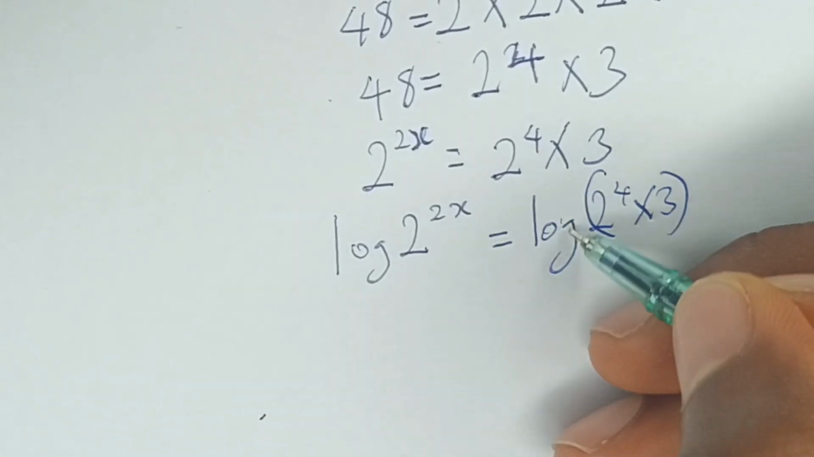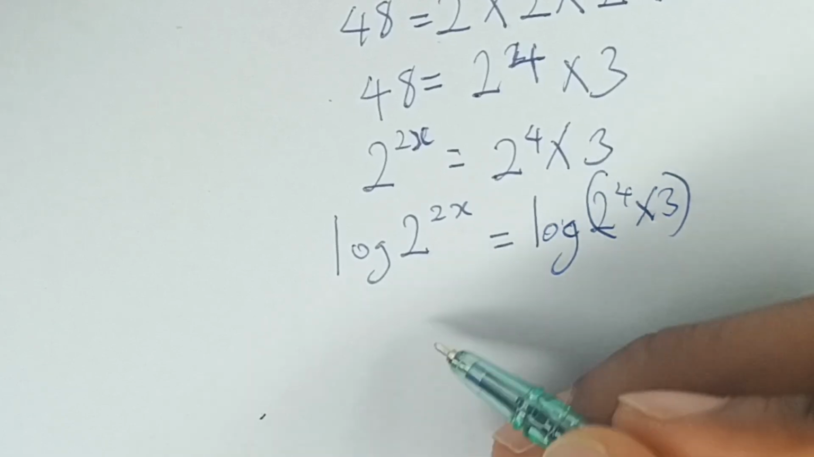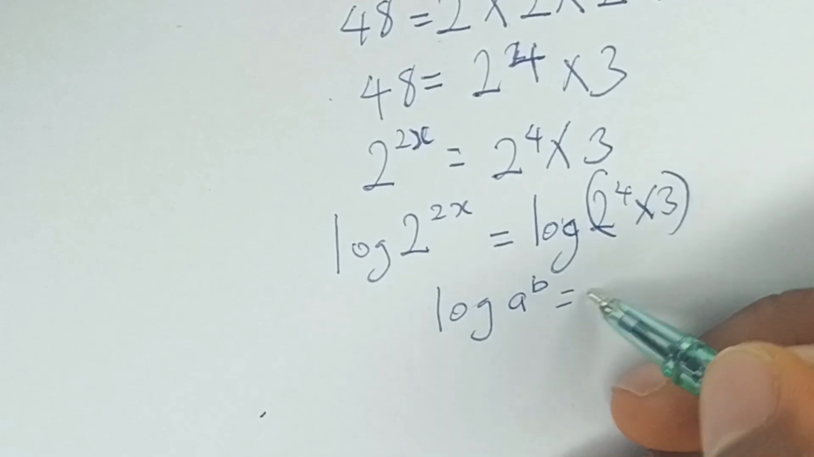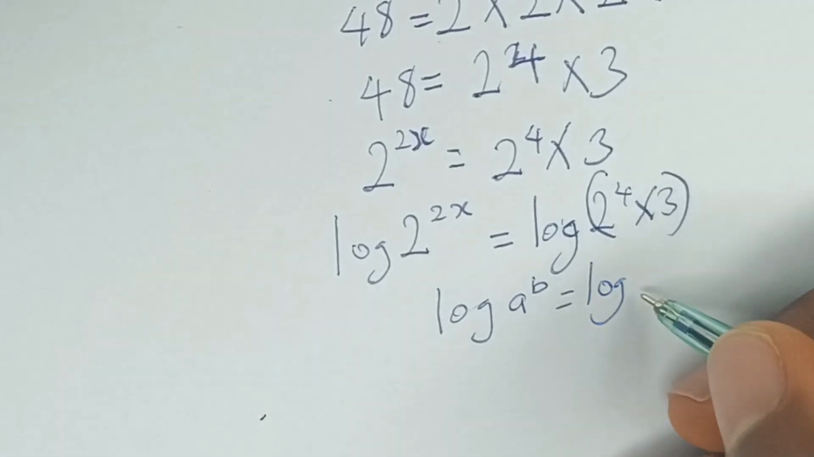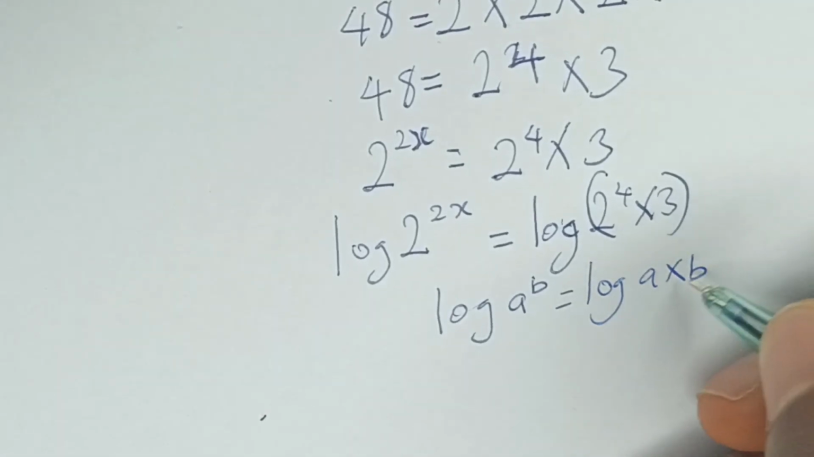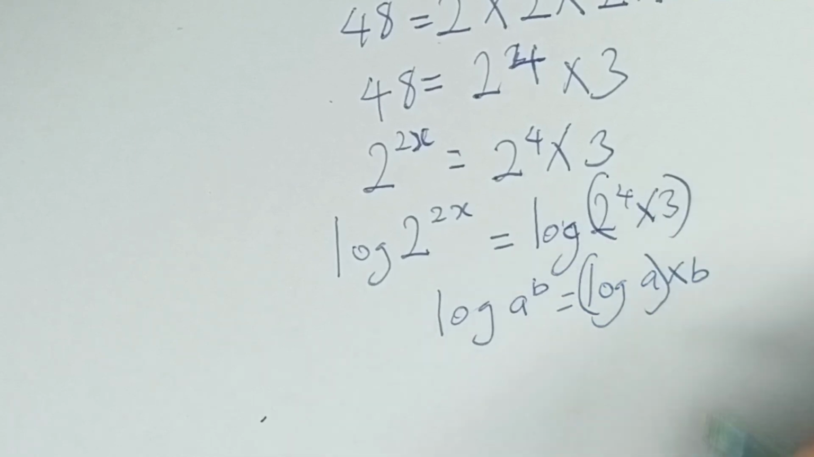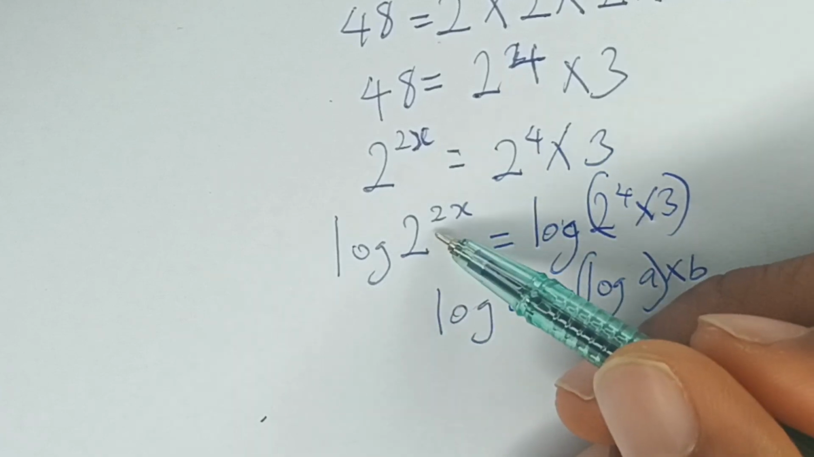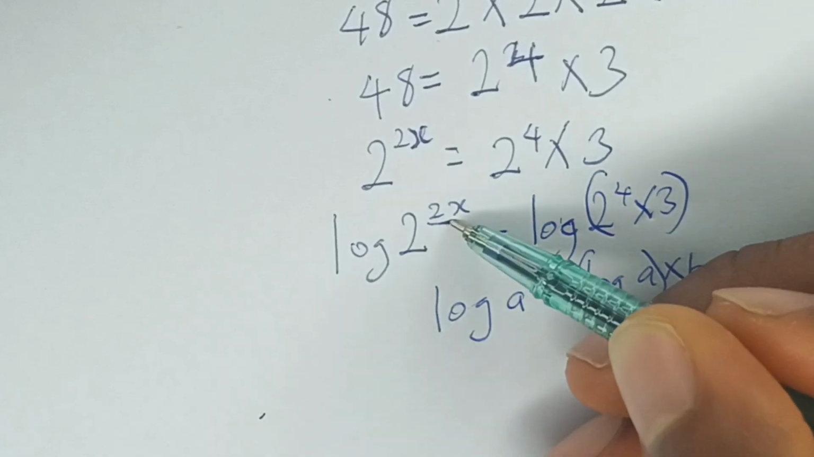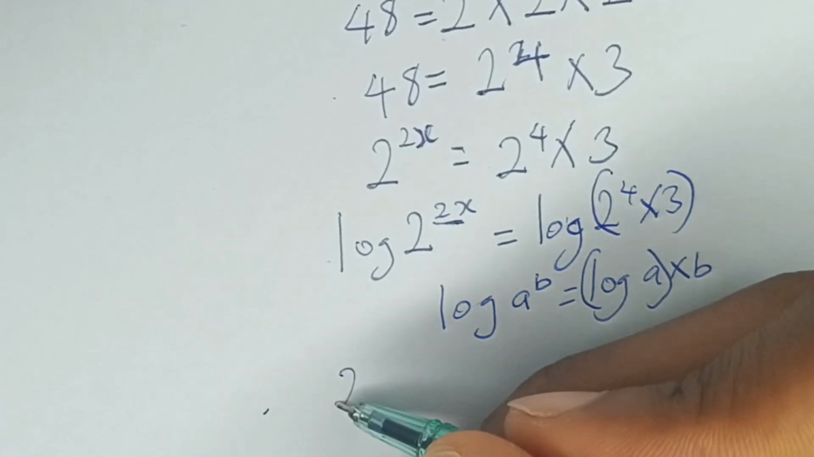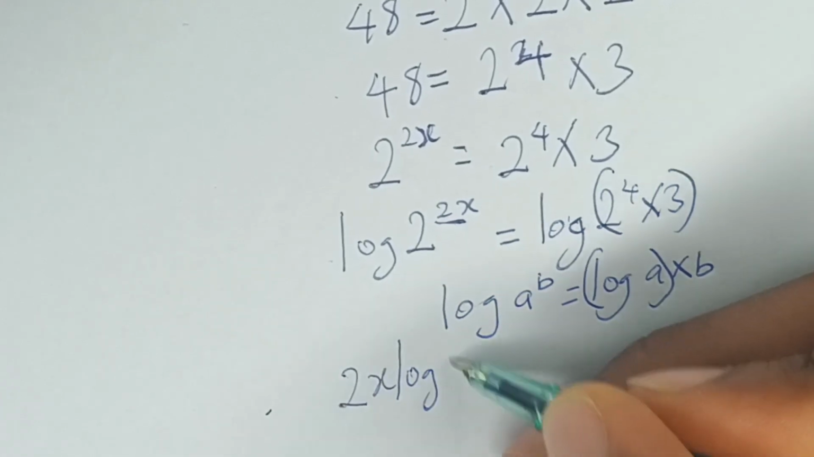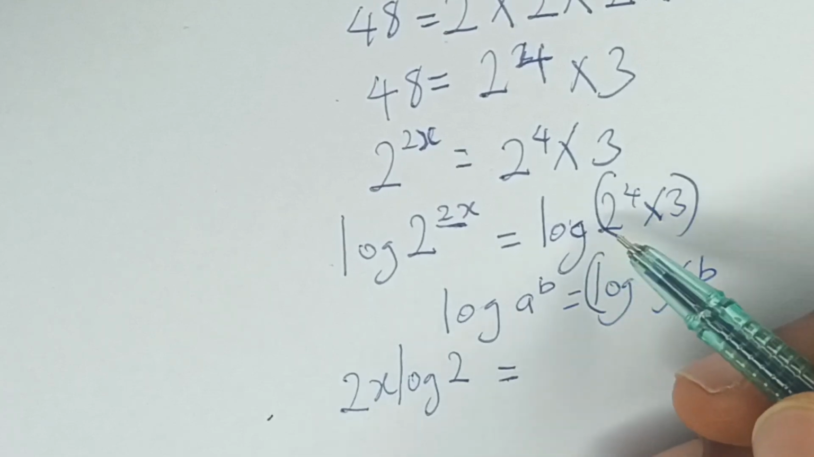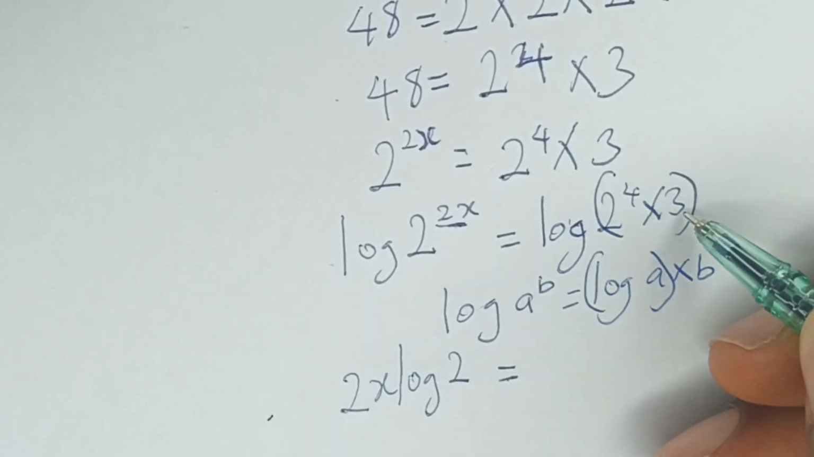Okay? Now, there's a law that states that log in any base of a raised to power b is equal to log to that same base of a, multiplied by b. So this would now mean that we have this power multiplying this log. If this power is multiplying this log, it means that you have 2x times the log of 2. Okay, now this is equal to your 2 raised to power 4 times 3.